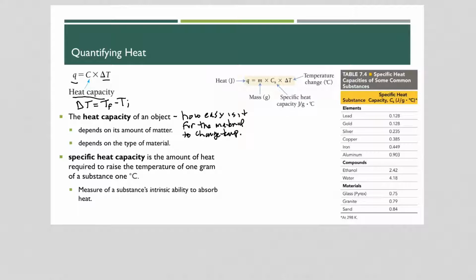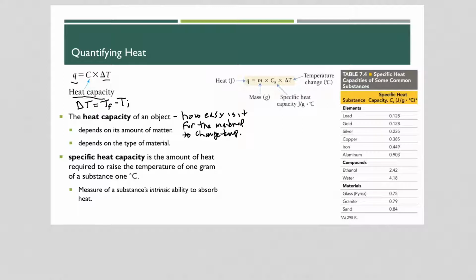It doesn't take that much energy to change the temperature. If something has a high heat capacity, that means it takes a lot of energy in order for that material to change temperature. So what that means is that it's either going to have to gain or lose a small amount of energy if it has a low heat capacity, or gain or lose a large amount of energy if it has a high heat capacity in order for those temperature changes to occur.